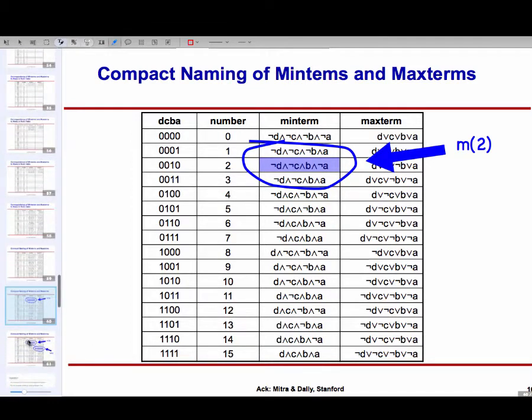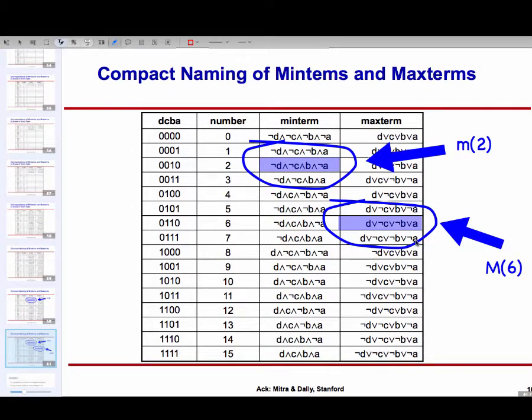And we have a similar compact notation for maxterms, which is the same story: maxterm number 6 is the one which appears in row number 6, but we use a big M, uppercase M, to represent a maxterm. So maxterm number 6 is D or not C or not B or A. For example, minterm number 13 would be D and C and not B and A, and likewise, maxterm number 13 would be not D or not C or B or not A. Okay, so again, just definitions thus far.